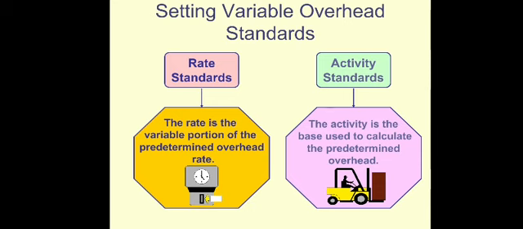First, the rate standard: how much is the rate of the overhead. And then the activity standard. This activity standard means the allocation base, how many labor hours or how many machine hours related to the production process, and the allocation base that you use to allocate the overhead to the product. Okay, we will see the numbers after this, so you can follow the way to set the variable overhead standard.